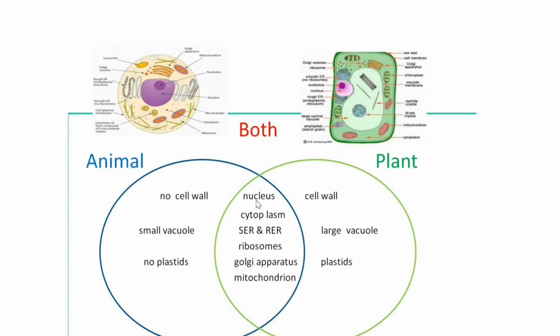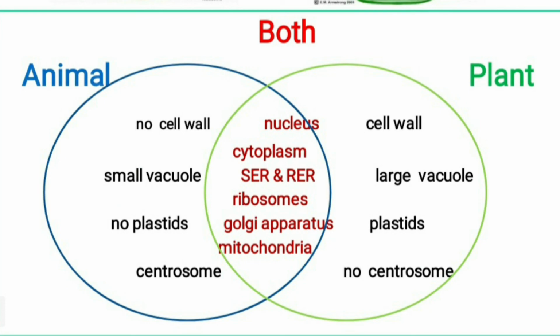But in both cells, animal cell and plant cell, these are the cell organelles and important parts. Nucleus is present in both cases. Cytoplasm, endoplasmic reticulum, that is smooth endoplasmic reticulum and rough endoplasmic reticulum, is present in both cases. Ribosomes present in both cases. Golgi apparatus and mitochondria are also present in animal cell and plant cell.